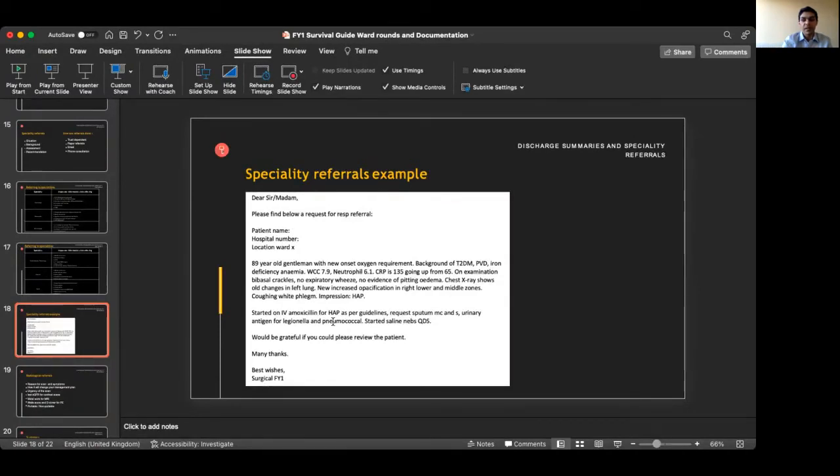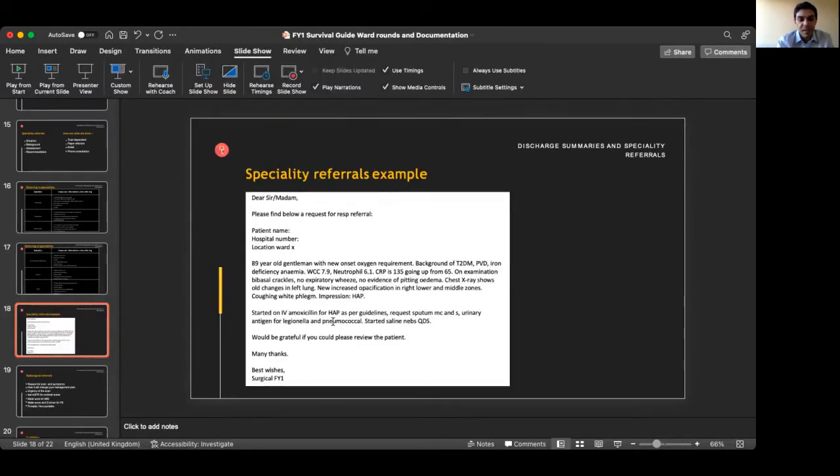So we're going to pretend Nihal is the relevant consultant at the other end of the phone, and I'm an F1, and I'm going to refer a few of my patients to him to different specialities. So my first example is a respiratory patient. So I'm a surgical F1, as you can see, and this one I'm sending an email to Nihal. So this will be an email referral.